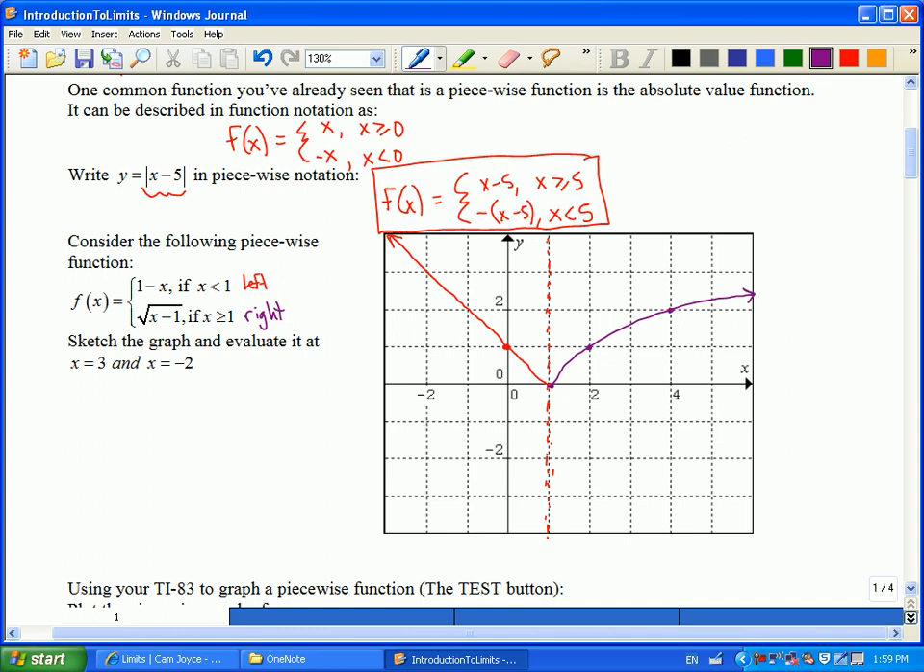So what do you think? If I use the graph, what's x equals 3? What's the value going to be? Yeah, so here's x equals 3. There's the value. It's hard to pinpoint, right? What would it be if you use the function? Can you figure it out?